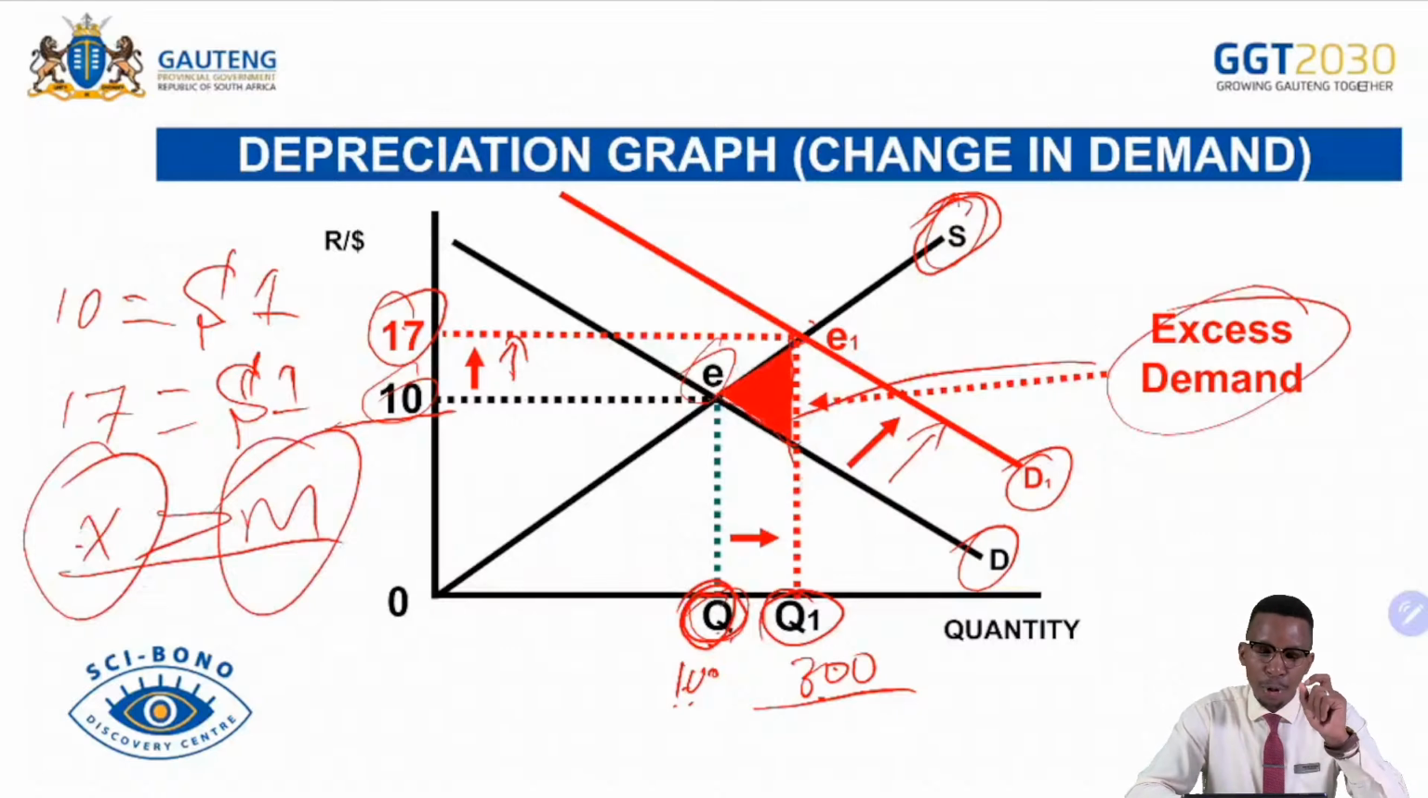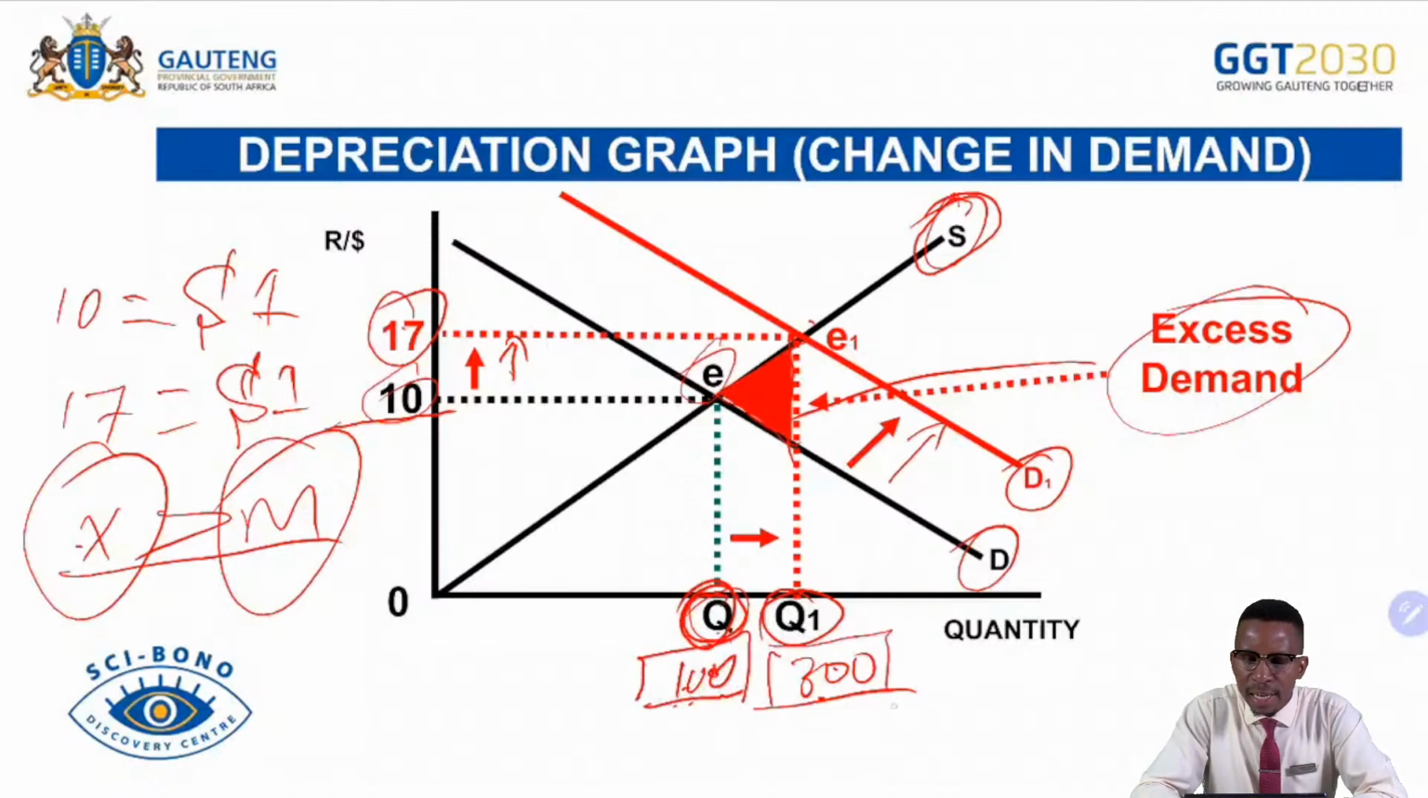This triangle here indicates the excess demand, meaning our rand is more highly demanded than supplied. It is very important for you to know that at Q, the demand and supply were equal. We were demanding 100 units, and the supply was also 100 units. However, now the demand for rand increases to 300 units, while the supply remains at 100. That is pushing the price up, so the value of the currency is losing its strength, or the currency is depreciating.